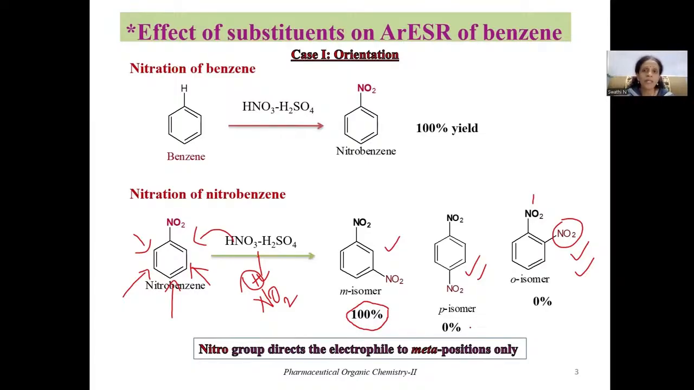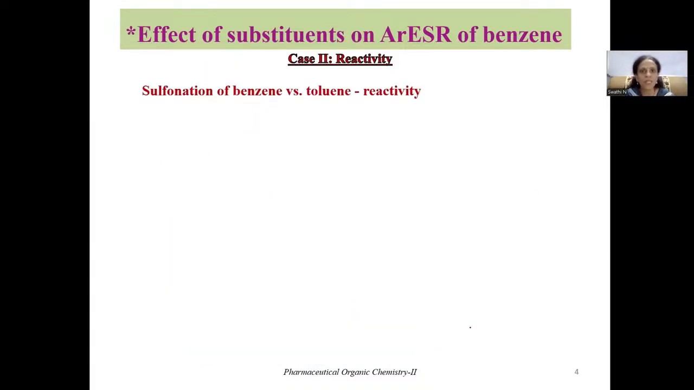What type of product a reaction is going to yield, whether it is an ortho-isomer, para-isomer or meta-isomer, will be decided by the group which is already present on the benzene ring system. Now let us consider case 2, reactivity of monosubstituted benzenes versus benzene. Here also let us discuss two examples.